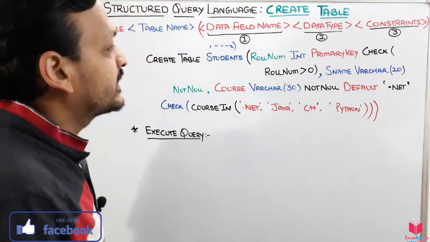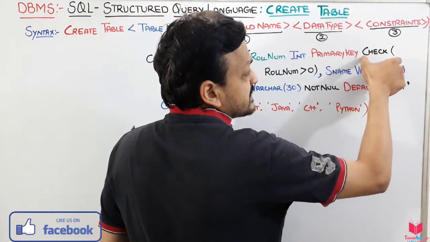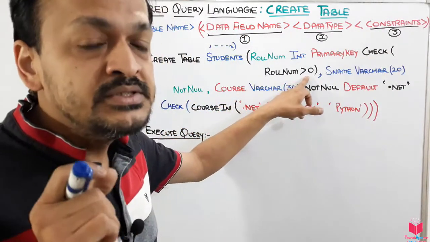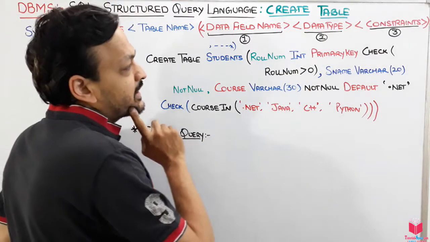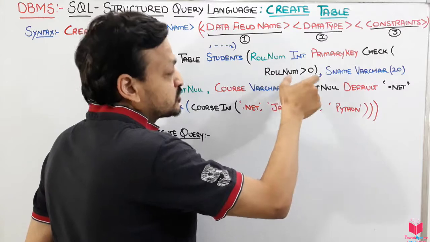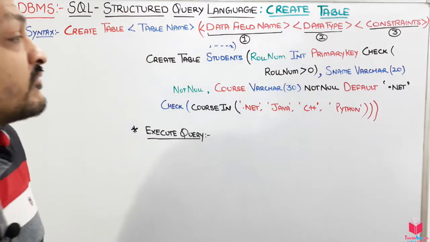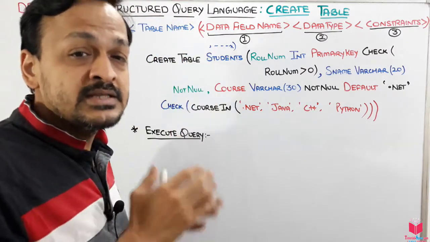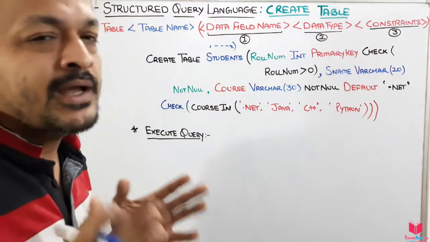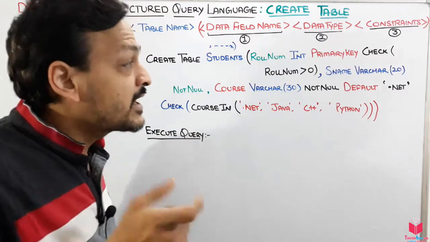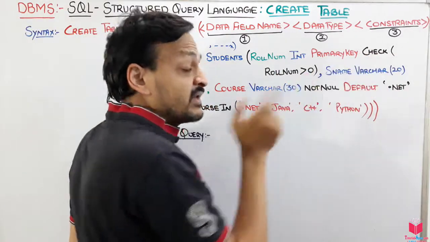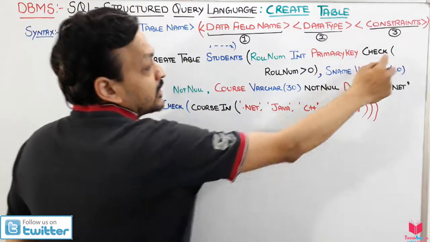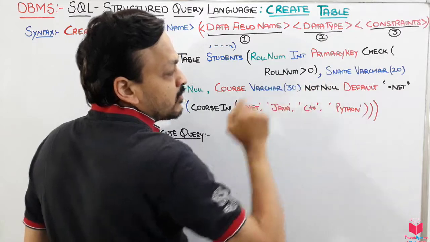Okay guys, after that I use the CHECK keyword. Open the bracket and I have written that roll number should be greater than 0. Why? Because it should be 1, 2, 3, that is, a positive number, so nobody has a negative roll number. That's why I have written the check, which will check that roll number is greater than 0. Then close this bracket and place a comma.